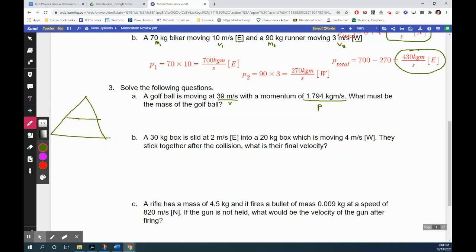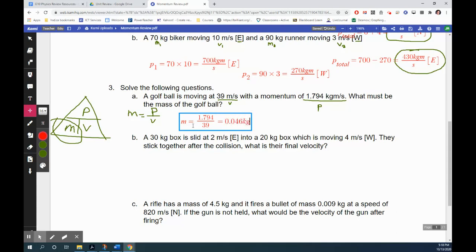Triangle looks like this. P equals mv. And so we want to know what the mass of the golf ball is. So we're going to say m equals, and it's P over V. So we've got to keep it that way, P divided by V. And so if we plug in what we know, we've got m equals our momentum of 1.794 divided by our velocity, which is 39. And it gives us an answer of 1.794 divided by 39 is 0.046 kilograms.